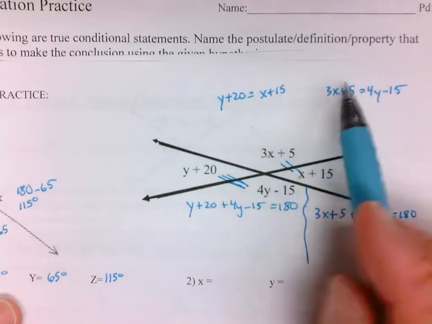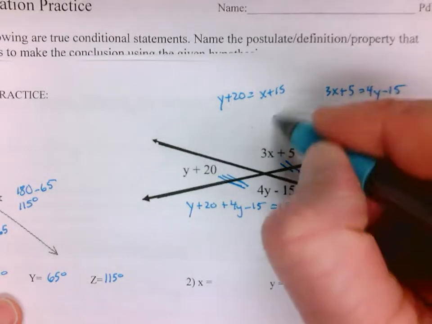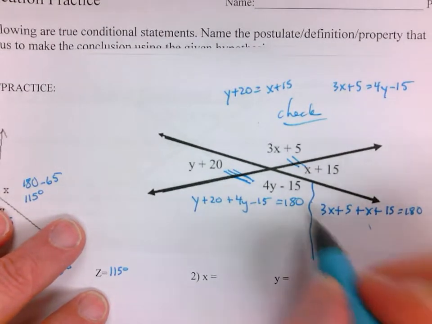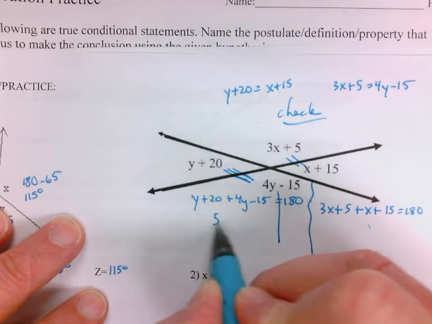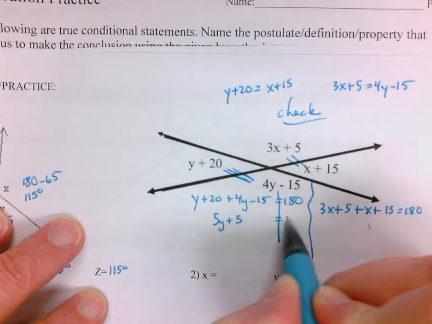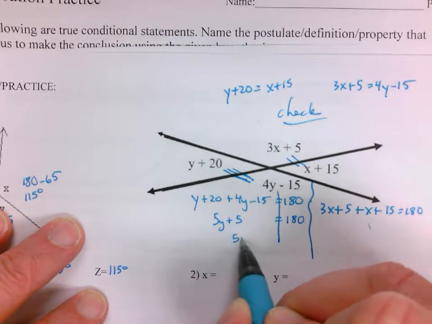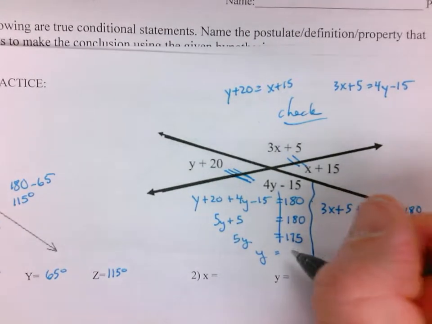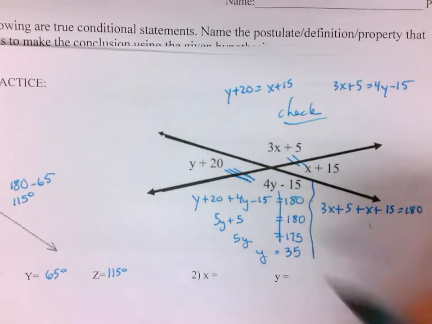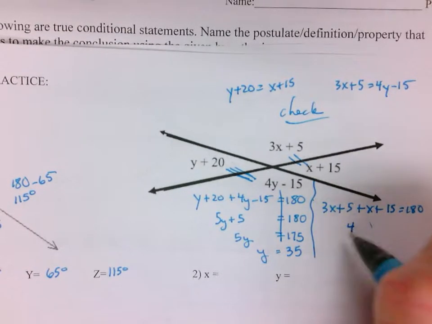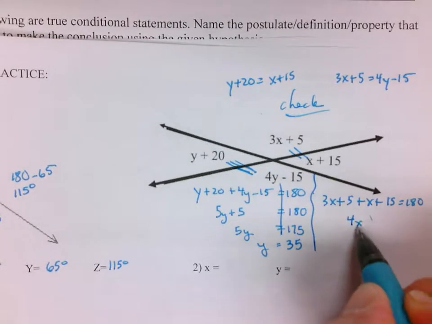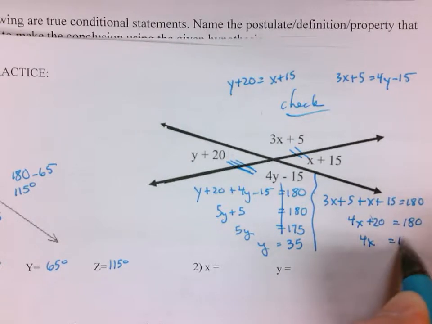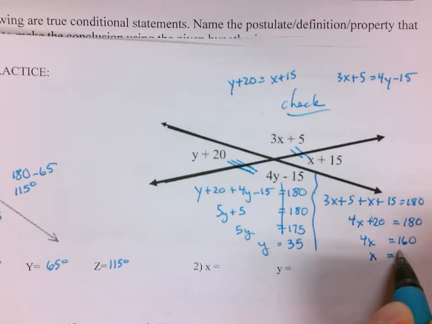So my equals didn't really help. I can use those to check if I want to later on. But this is what I'm going to use to solve for x and y. So I have 5y plus 5 equals 180. So y equals 175 divided by 5, which is 35. Go to solve this one. 4x plus 20 equals 180. 4x equals 160. X equals 40.